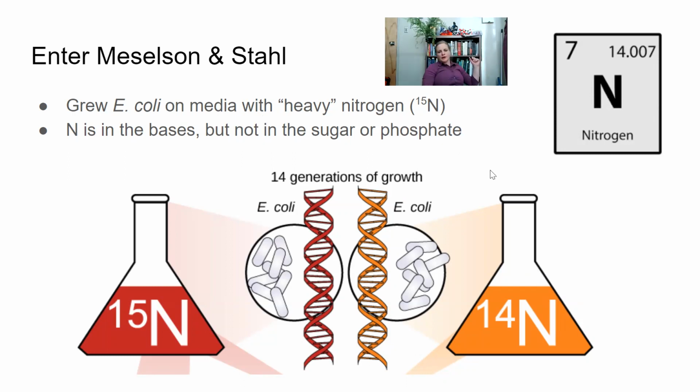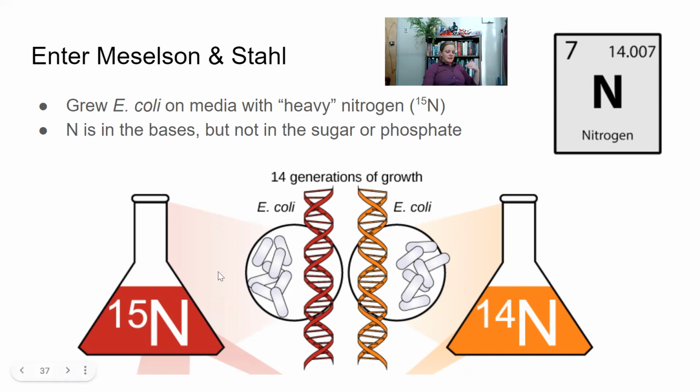Remember we talked about, who cares about isotopes? And I said, if you care about DNA replication, then you care about isotopes. Most of the time, most nitrogen atoms have 7 protons and 7 neutrons, but some of them have an extra neutron, so they have a molecular weight of 15. That's heavy nitrogen, or the isotope we call N15. We find nitrogen in the bases, but not in the sugar or the phosphate.